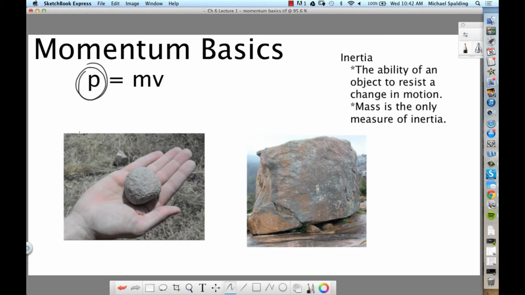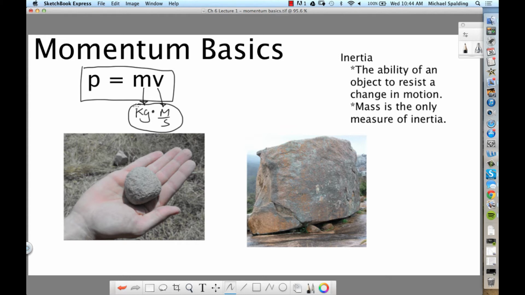All right. So the definition for momentum. Momentum is defined as mass times velocity. So let's start with the unit. What is mass measured in? Kilograms. What is velocity measured in? Meters per second. This is the unit for momentum.